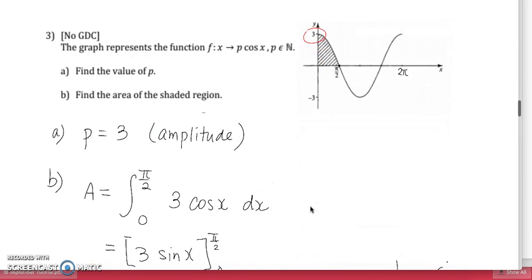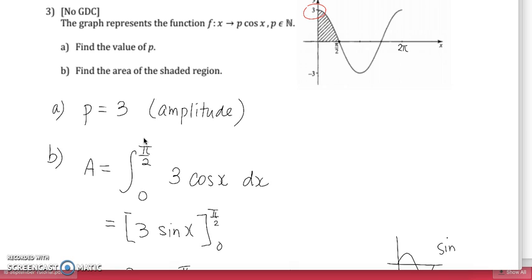Number 3. The graph represents the function f of x equals p cosine x, and p is a natural number. So this is talking about a vertically stretched cosine function, and a quick inspection does confirm that the period of this function is 2 pi, which means that the value p would simply be the amplitude of this function. As a result, the value of p is 3.